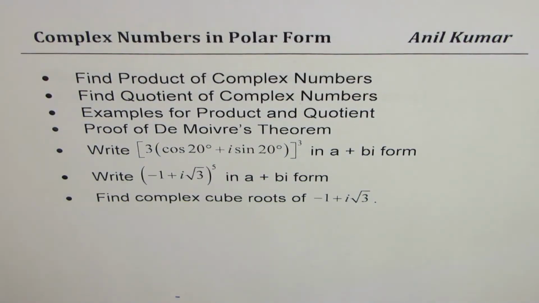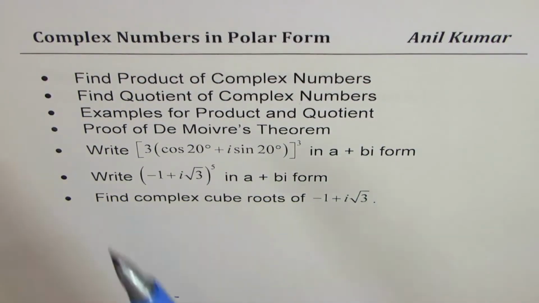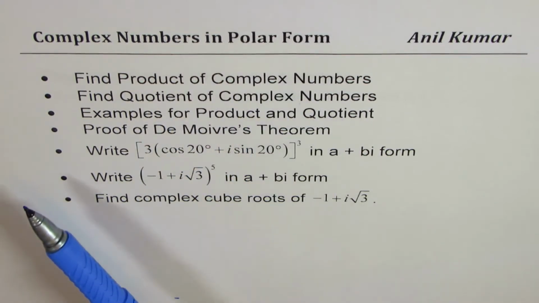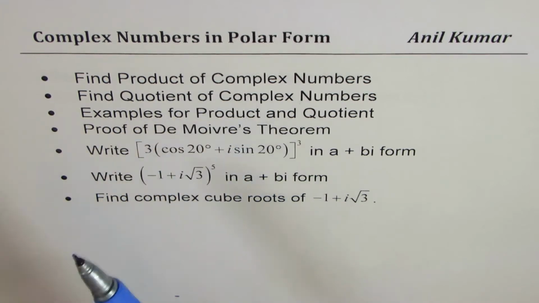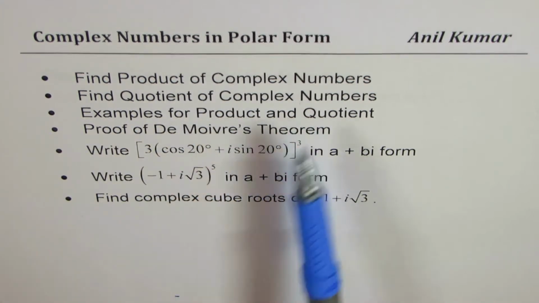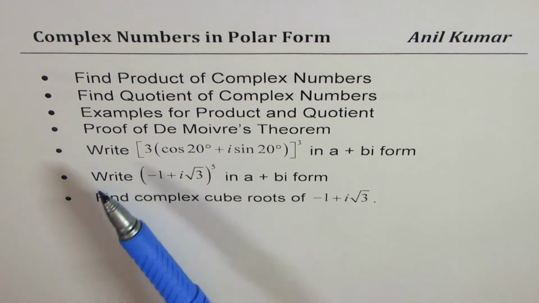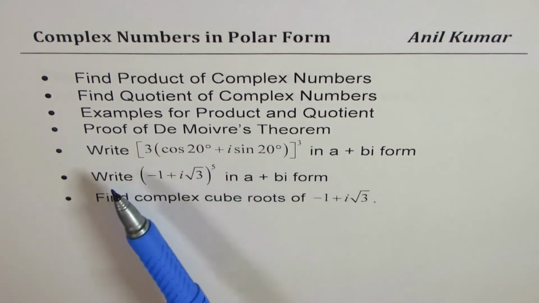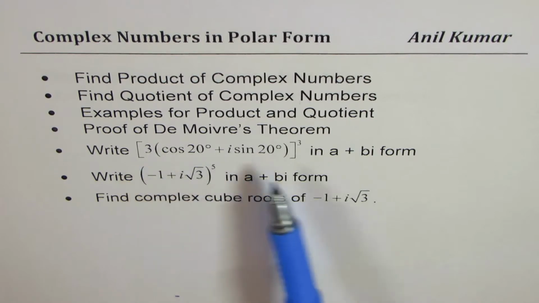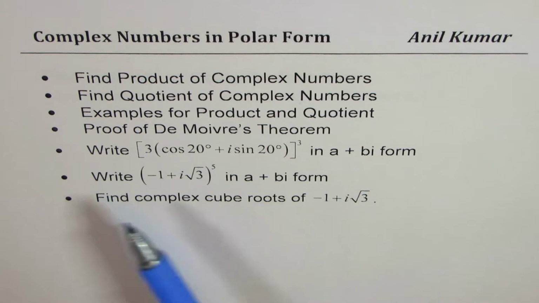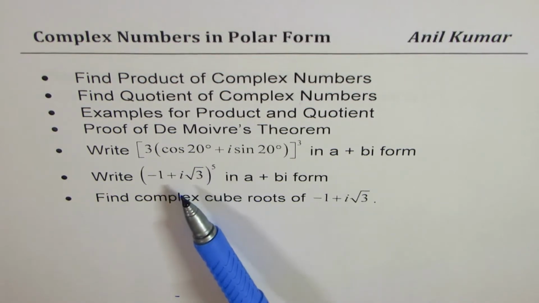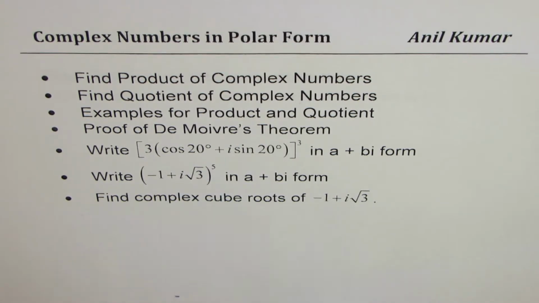I'm Anil Kumar, and in this video, we're going to explore complex numbers in polar form. We'll find the product of complex numbers and their quotient. We'll have examples for product and quotient of complex numbers. We'll prove de Moivre's theorem. We'll write a complex number in polar form in a plus bi form. We'll find powers of complex numbers and also the roots of complex numbers. So that is all we are going to do in this particular video.